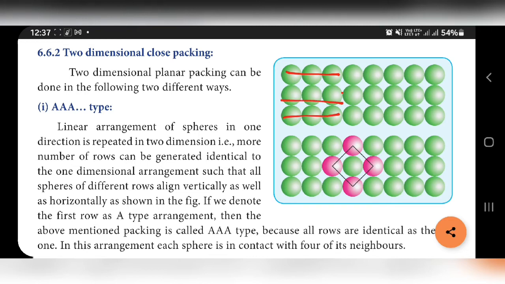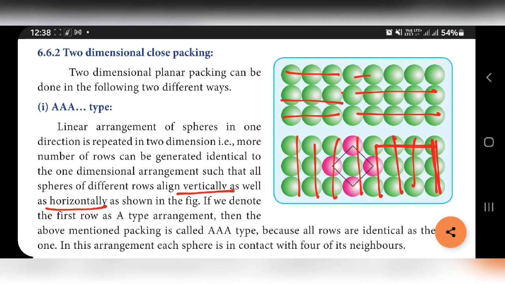That is, more rows can be generated identical to the one-dimensional arrangement such that all spheres of different rows align vertically and horizontally. Vertically same and horizontally same.